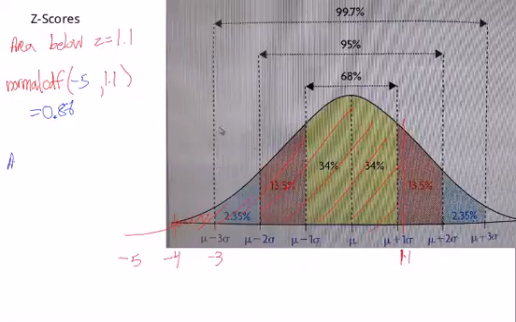So let's suppose I want to do the area above a z-score of 2.2.